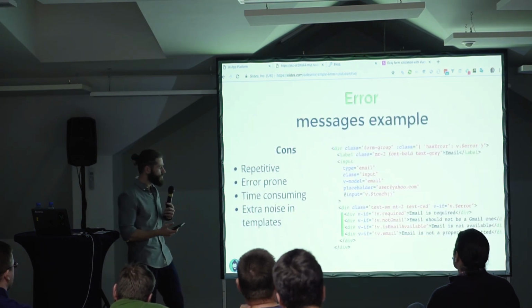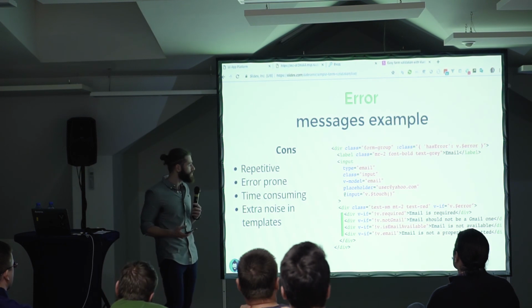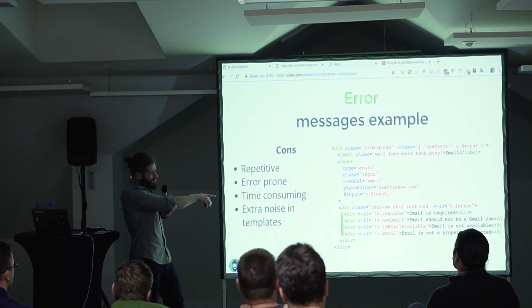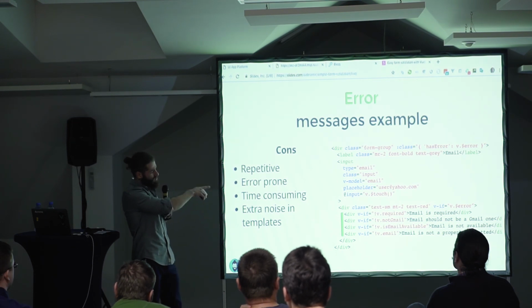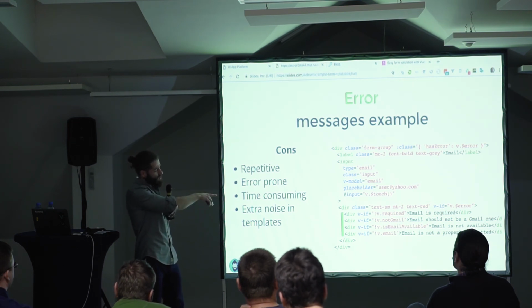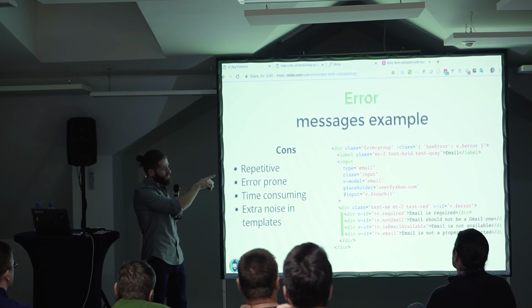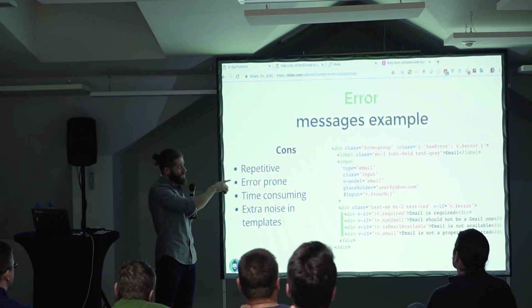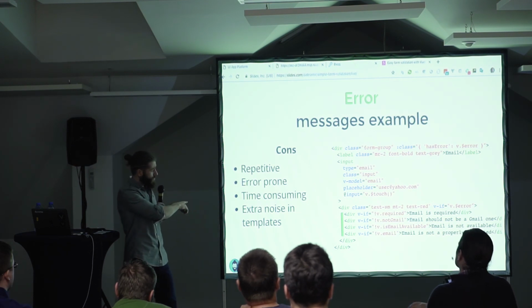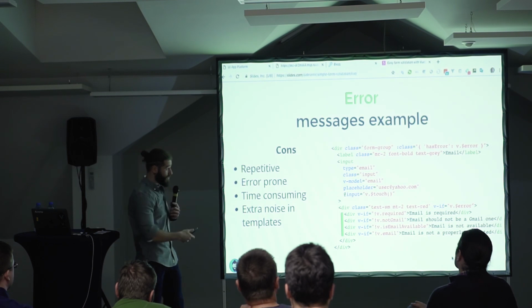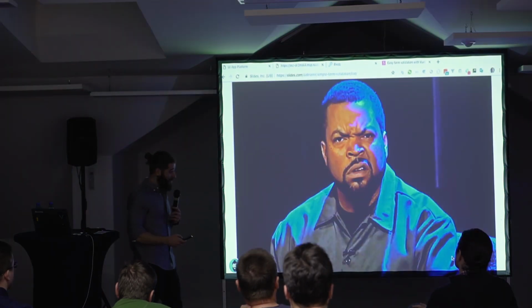But how do you actually extract the errors from Vuelidate? That monstrosity over there means that you have to check each individual validation rule. You have to have text for each rule. This is super repetitive. This is very error prone. It's time consuming. It's a lot of boilerplate. It noises up all of your templates. And I had to do that every time I had a field.